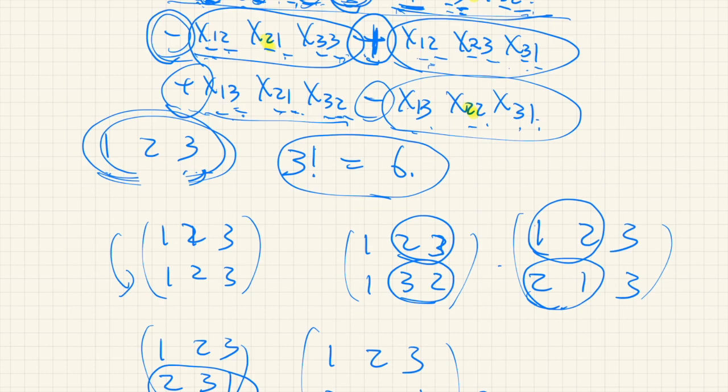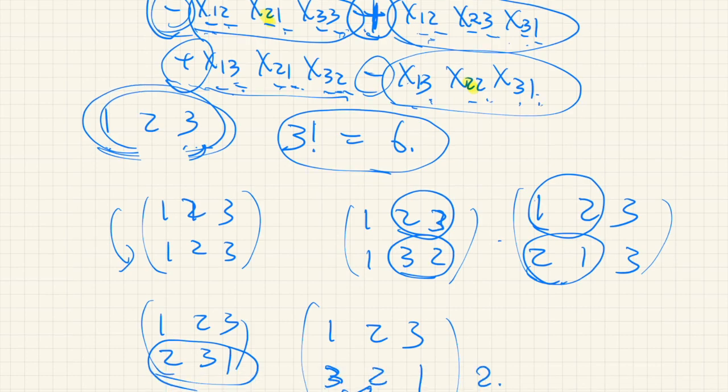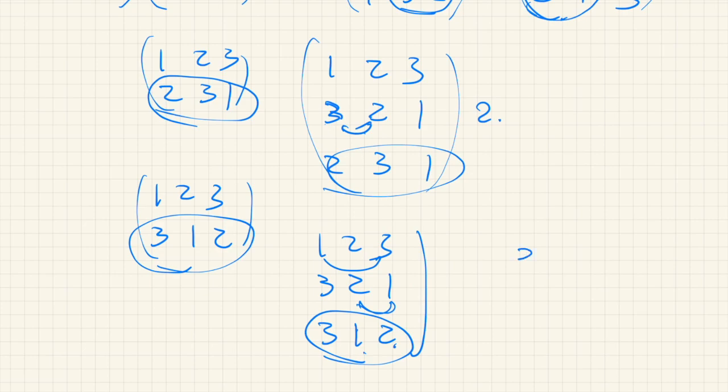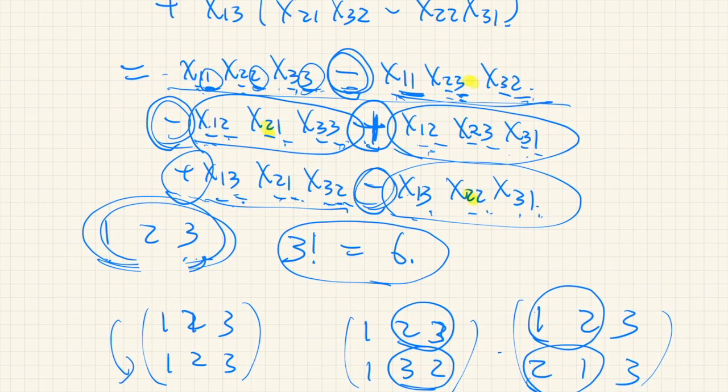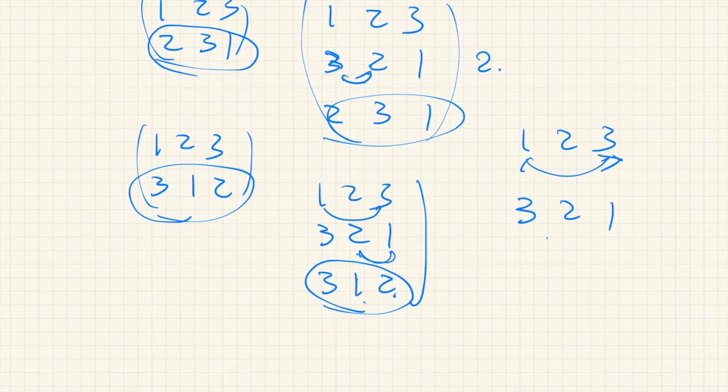And this one, 3, 2, 1. So 3, 2, 1 from 1, 2, 3. This can be obtained by swapping 3 and 1 only once. Okay, so that's an odd number, and we have this negative sign. So odd number of times, negative sign, and even number of times, positive sign. That's the pattern here. And actually, this pattern applies to any dimensions.